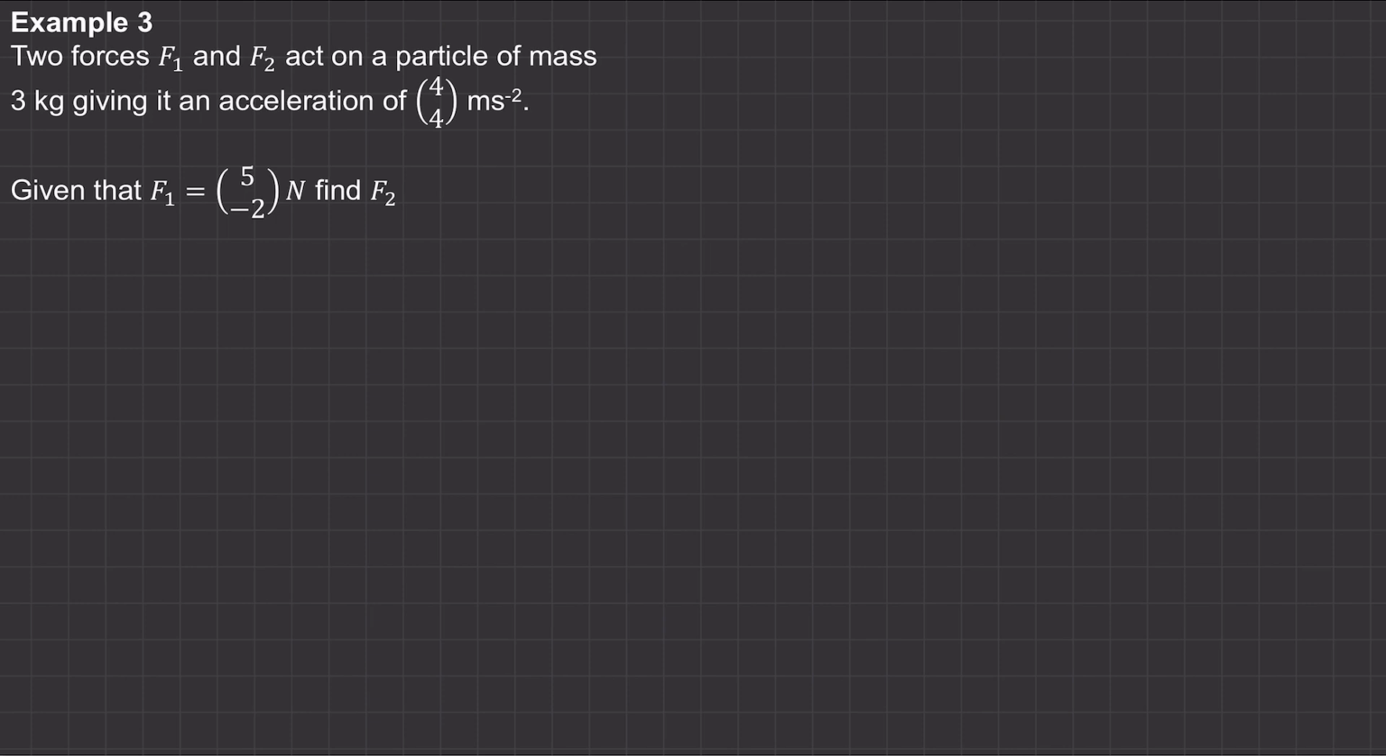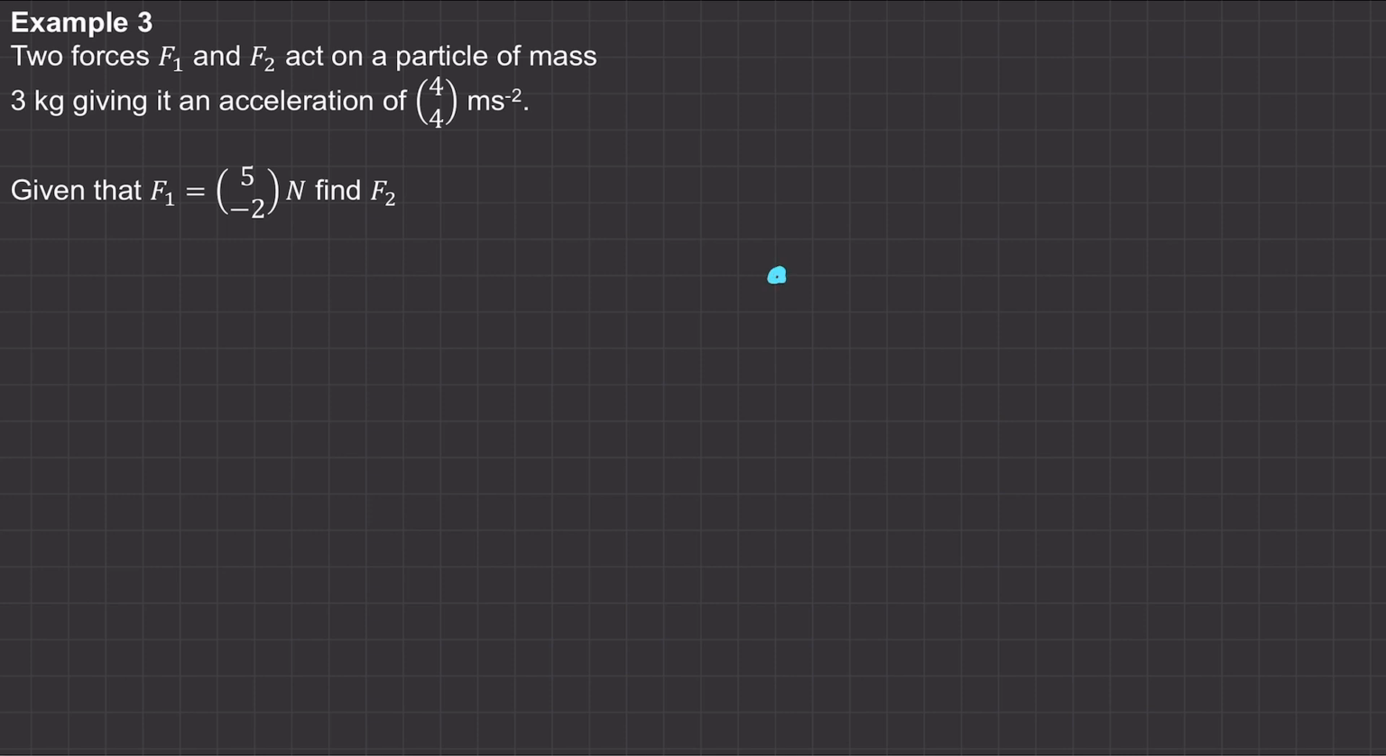So for example 3, we're being told that we have two forces, F1 and F2, acting on a particle of mass 3 kilograms, giving it an acceleration of 4 in the i and 4 in the j, meters per second squared. And we've been given that F1 is 5 in the i, negative 2 in the j, we've been asked to work out F2. So again, I'm going to draw a diagram.